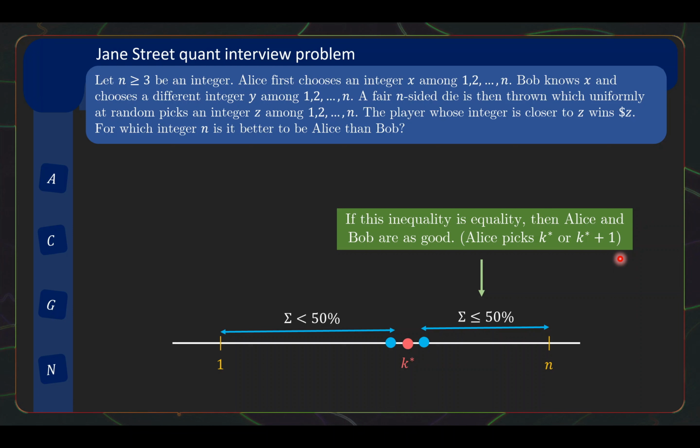So to summarize this first part of the problem, no matter what, you will always want to be Alice, because you'll either be better or at least no worse off than Bob.